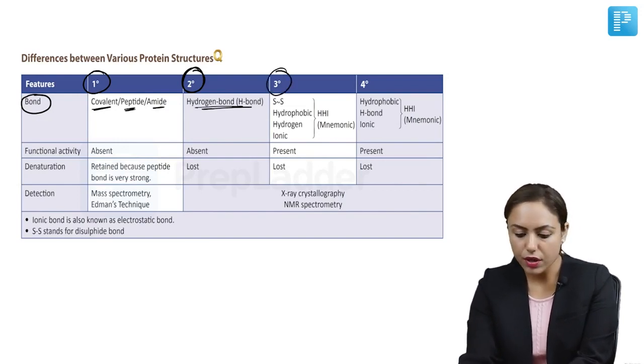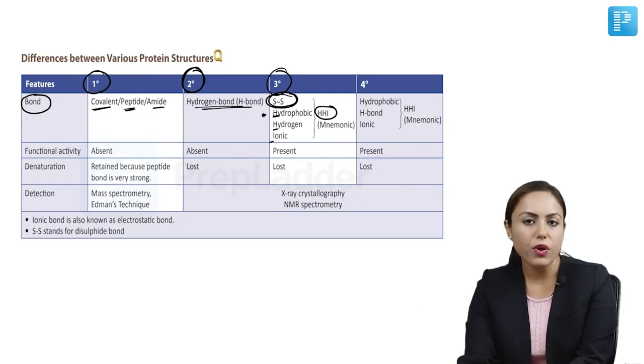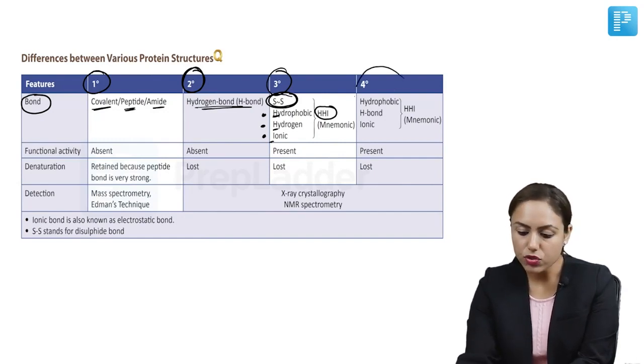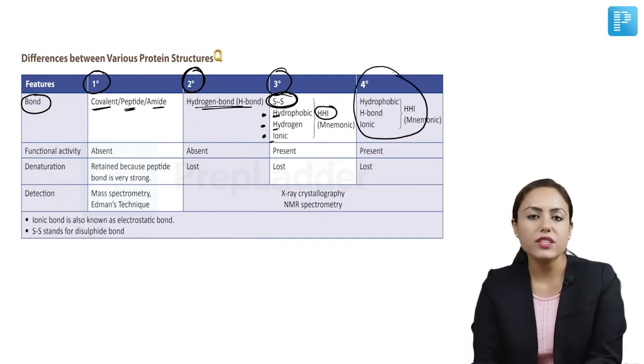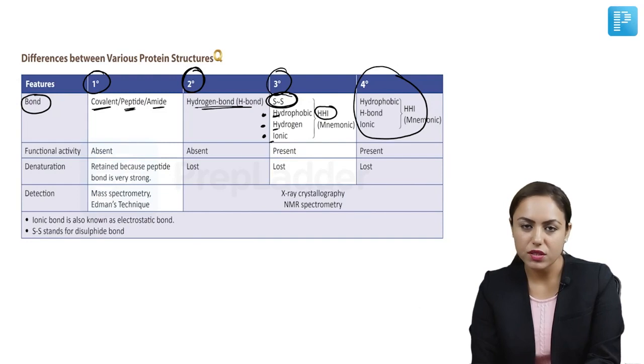In tertiary structure, there are disulfide bonds, and see this mnemonic HHI: disulfide plus HHI. Like this you have to learn. What is this HHI? One H stands for hydrophobic, another H stands for hydrogen, I stands for ionic, okay? Hydrophobic, hydrogen, ionic: these bonds are present in tertiary structure. Then in quaternary structure also, the same mnemonic, that is HHI. These 3 bonds are present, okay? Ionic or electrostatic is one and the same thing, right?